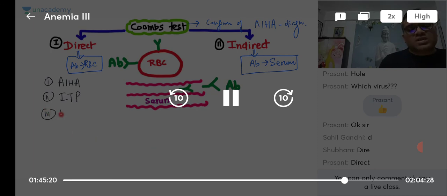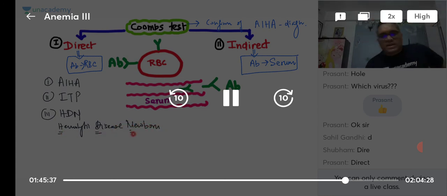The third one is hemolytic disease of the newborn. This is the direct Coombs test, right? I will tell you one more important thing. Here you have to be very careful, because in hemolytic disease of the newborn, the examiner can twist two types of question. If the examiner says the sample was taken from the mother and sent to the blood bank, see the question.